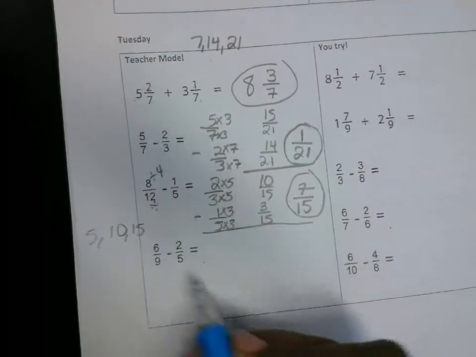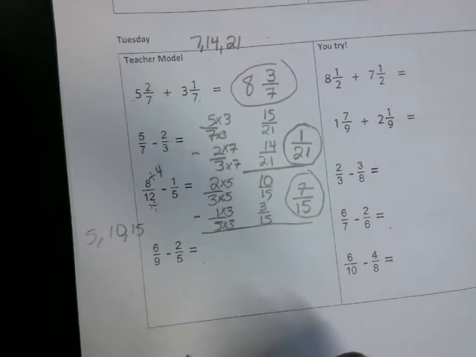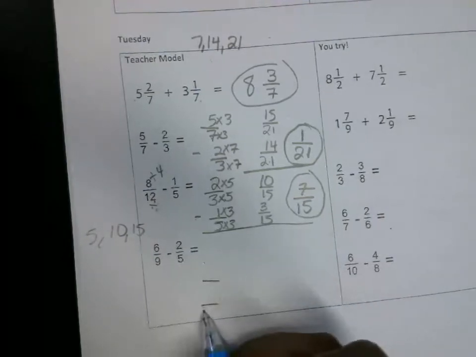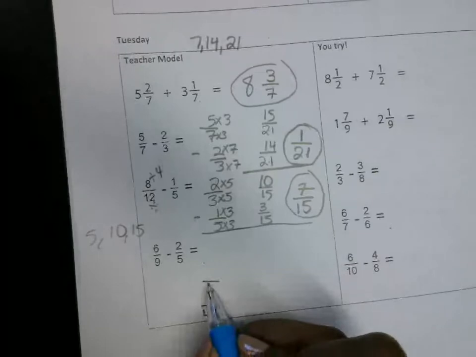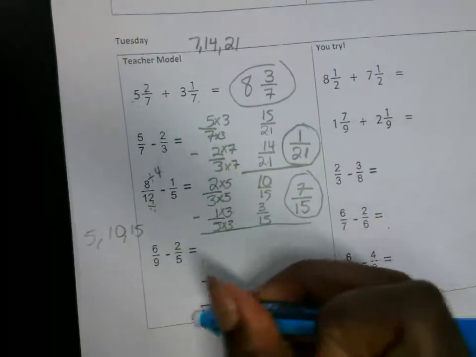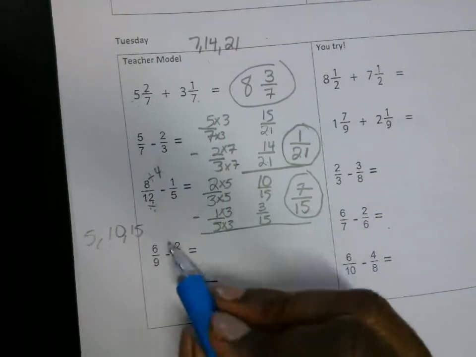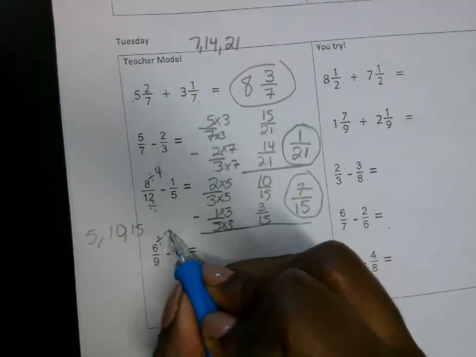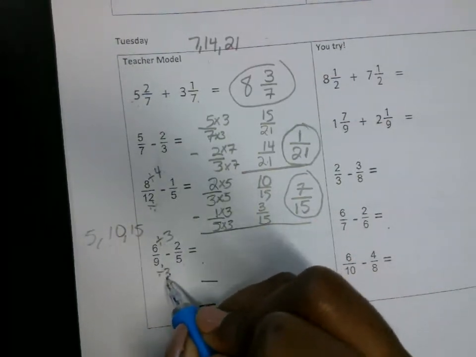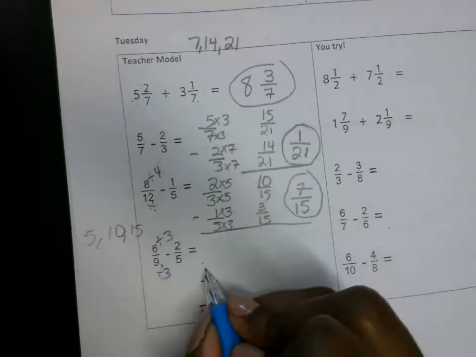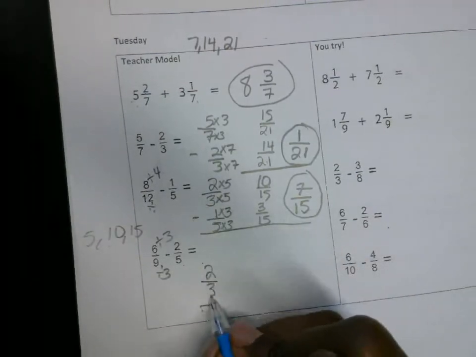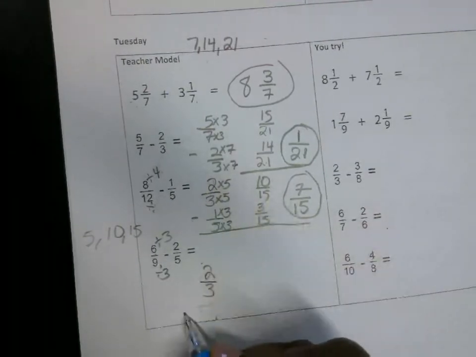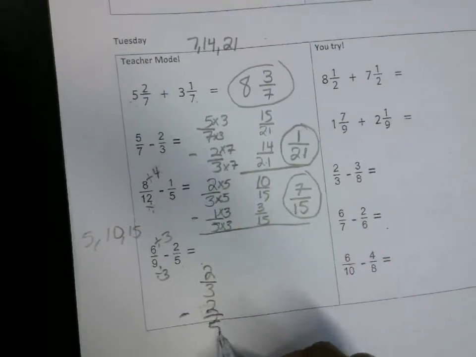Let's do the next one. We need a common denominator. Okay? Again, your common denominator here is going to be 45. Why, Miss Reyes, is going to be 45? Let me write the original. We can reduce this. Let's reduce this fraction. Divide both the top and bottom by 3. This is going to be 2. This is going to be 3. Okay? And we got minus 2 over 5.